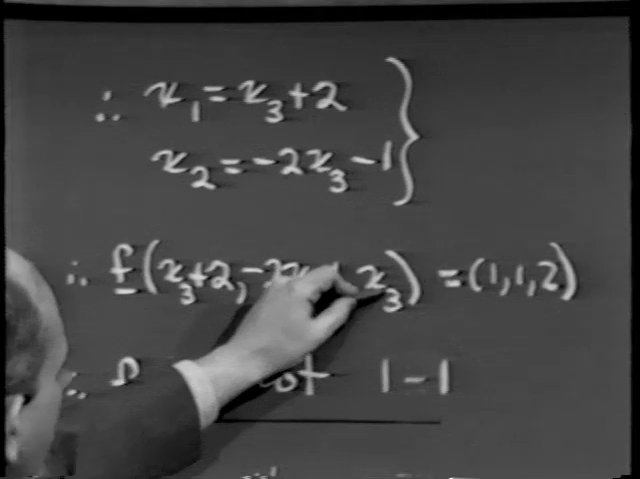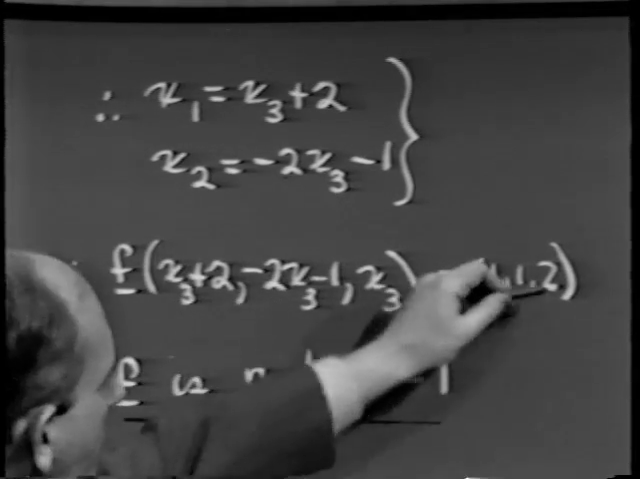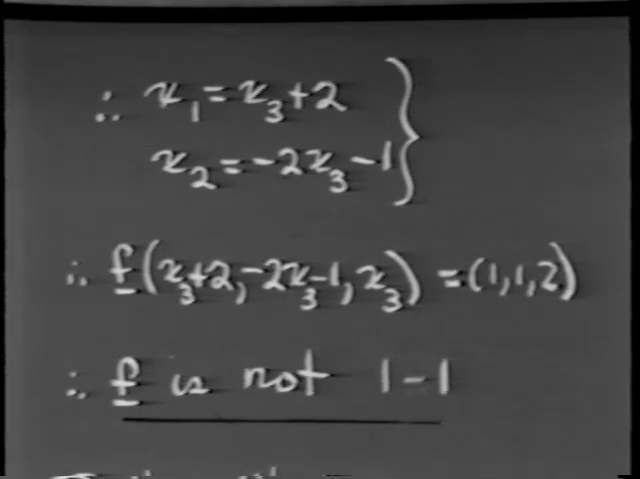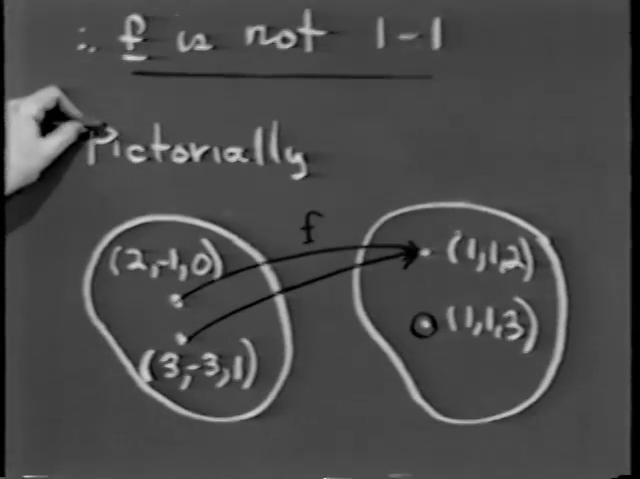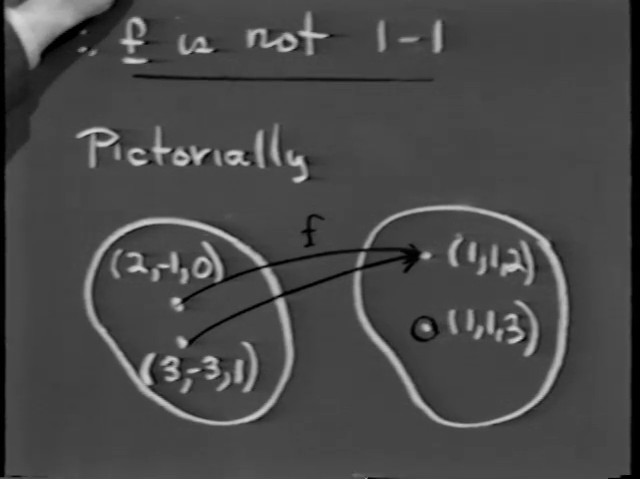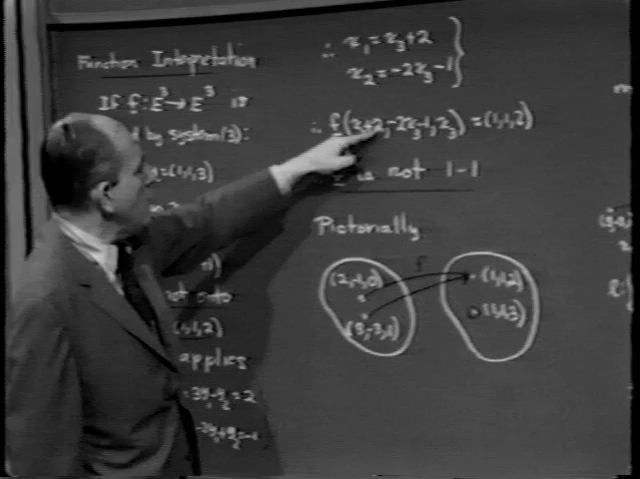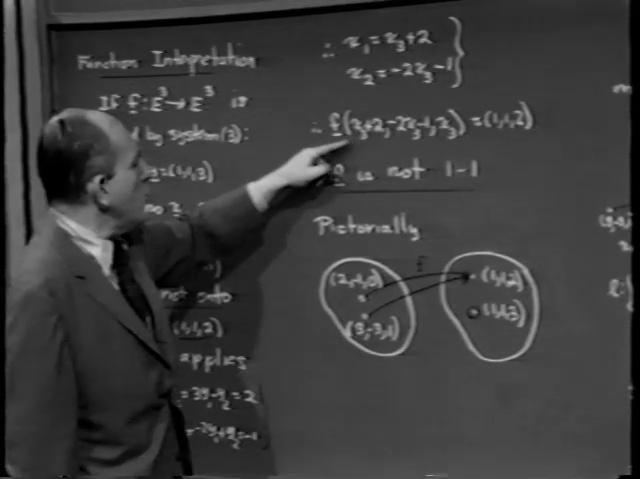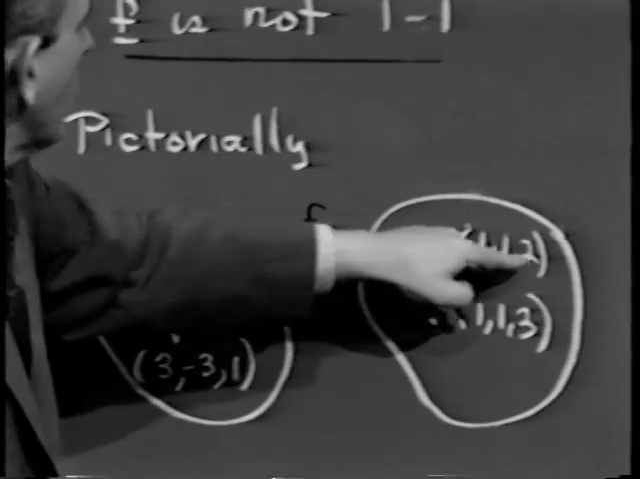Since there are infinitely many ways of choosing x3, there are infinitely many 3-tuples that map into (1, 1, 2). In particular, f bar is not 1 to 1 either, which means in terms of a picture, and in fact, let's see how we can work this very comfortably. Why not pick x3 to be 0 for a start? If we pick x3 to be 0, notice that this 3-tuple becomes (2, -1, 0). So (2, -1, 0) maps into (1, 1, 2).